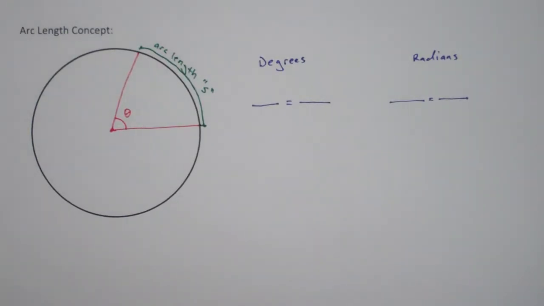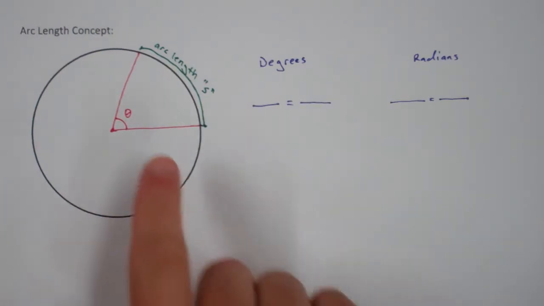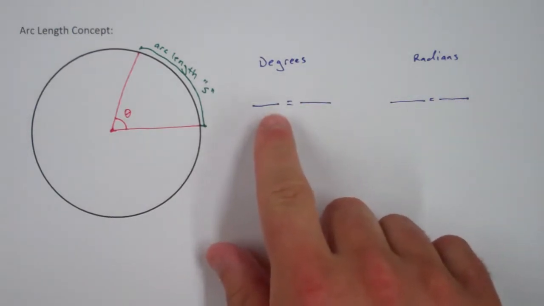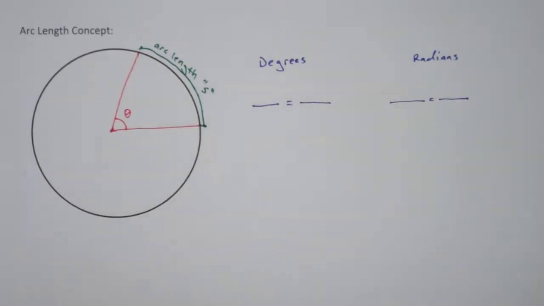In this concept video, we're going to be discussing arc length and sector area. I think the best way to understand this is using a proportion and our reasoning with similarity. You can see that I've already drawn a little bit in here on the circle, and then also I've got degrees here and then radians on the right hand side.